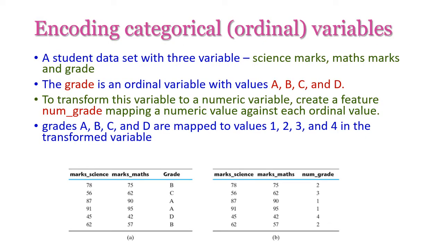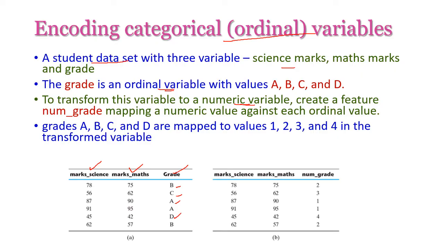And next let us see encoding ordinal variables, that is categorical ordinal variables. Here we will take the student data set with three variables: mark science, mark maths and grade. Here grade is an ordinal variable. The values are A, B, C and D. Now the ordinal variable should be transformed into a numerical variable.